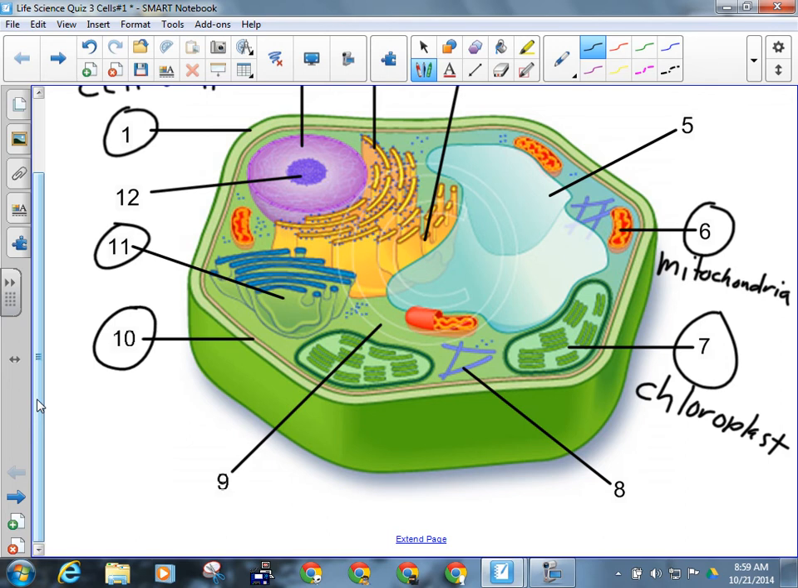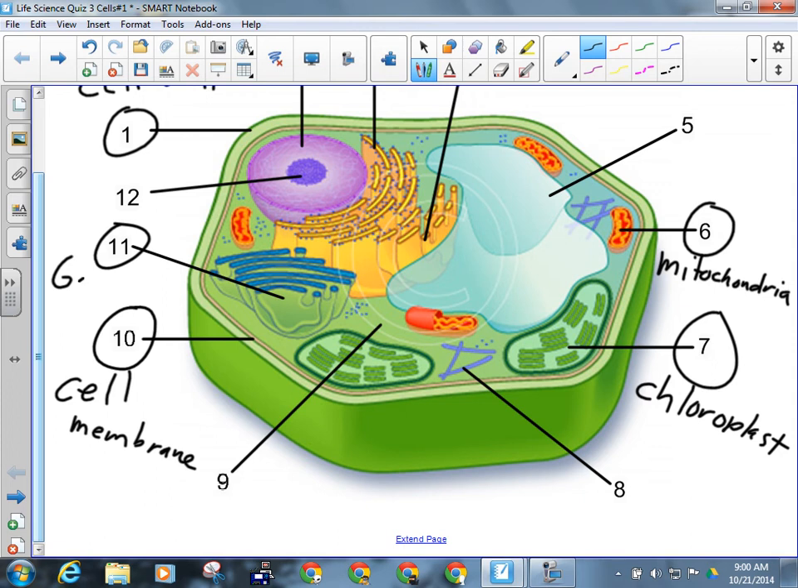Number 10, cell membrane. Cell membrane controls exocytosis and endocytosis. They must have those words, as that's what I said when I taught that. I'm looking for those two specific words. Controls endocytosis and exocytosis. What gets in and out isn't good enough anymore. You've got to have the two technical terms.